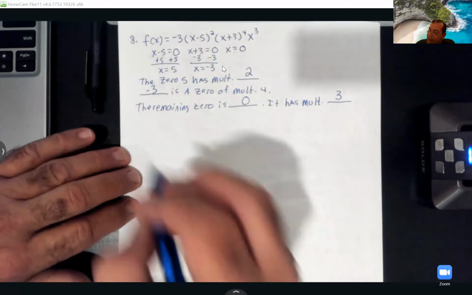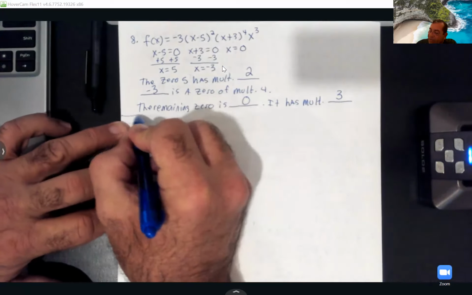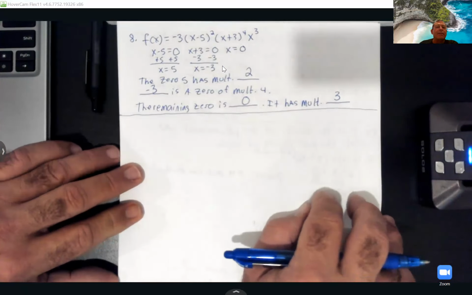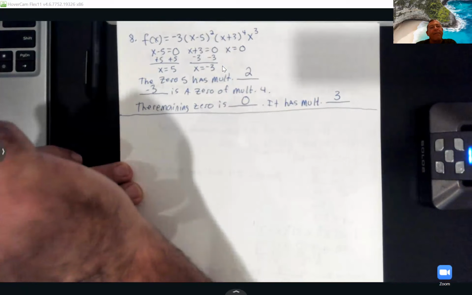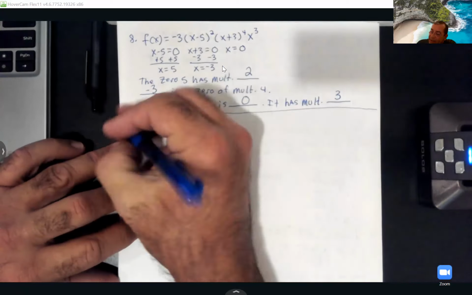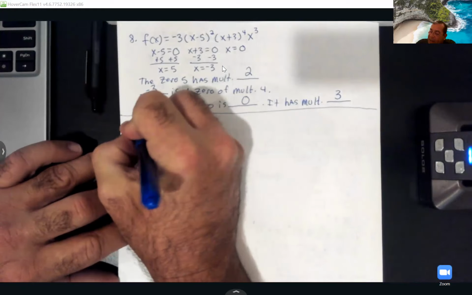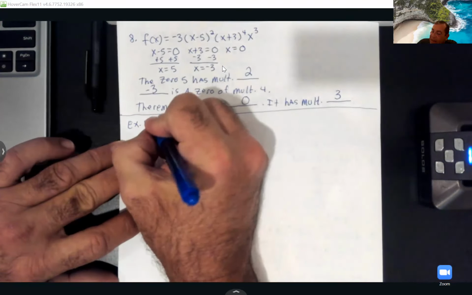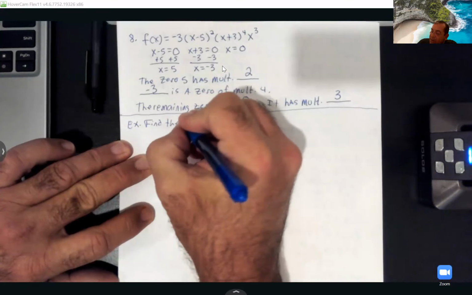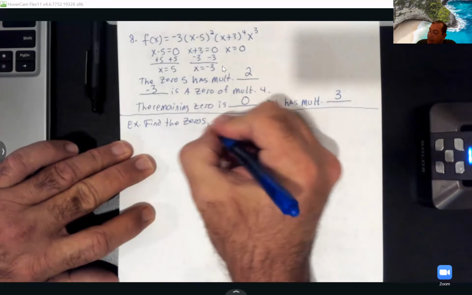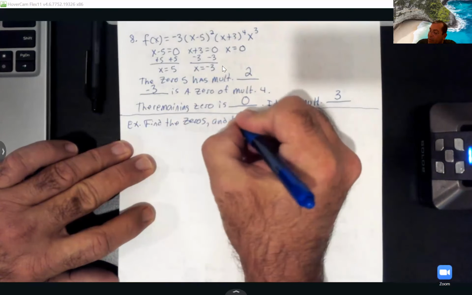But y'all, here's the thing. All of those were factored for us. Next, we're going to have to find zeros, but they're not factored. And we're going to have to do the factoring. So we're going to find the zeros of the function and their multiplicities.